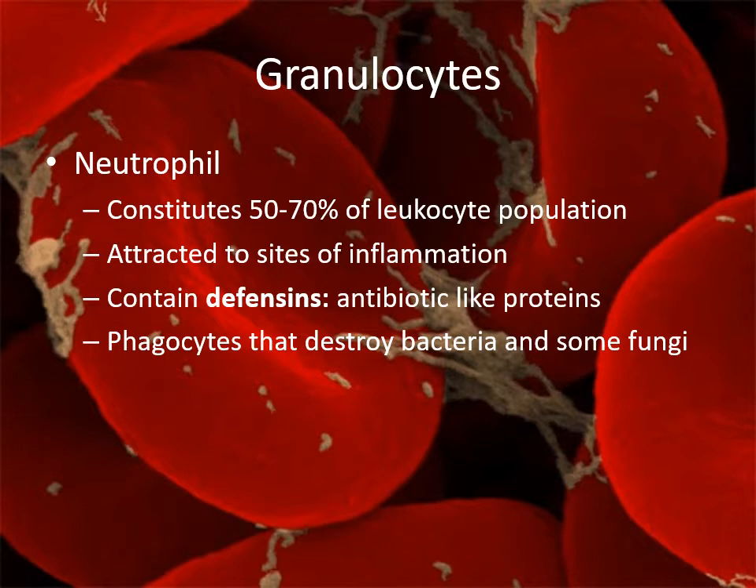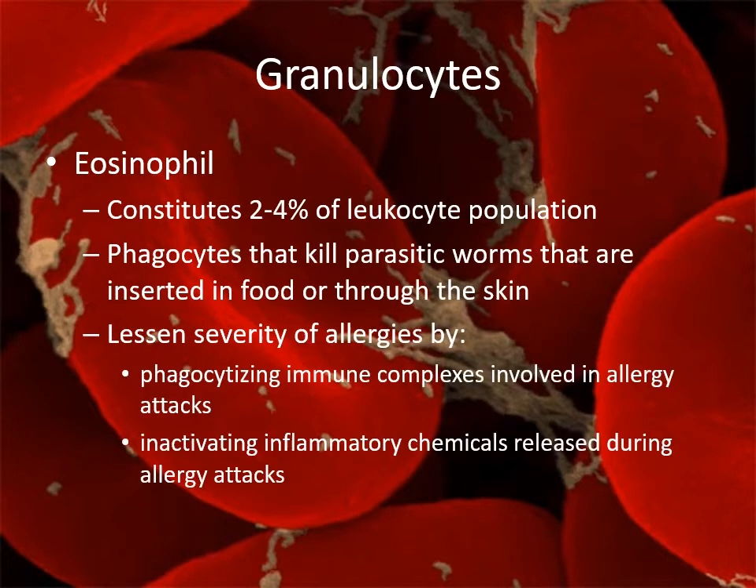First up, we have the neutrophils. They make up 50 to 70% of your white blood cell population. They are attracted to sites of inflammation, and they contain a protein called defensins, and it acts like an antibiotic. So these cells are going to basically destroy bacteria and some fungi by phagocytosis, which if you didn't learn that in biology, it's a fancy way for the white blood cell to essentially eat the bacteria or fungi, which is pretty awesome.